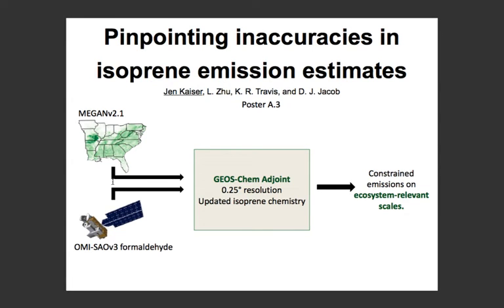So it's been about a decade since the GEOS-Chem community looked at North American isoprene emissions using top-down constraints from satellites. So I'm readdressing that issue using the GEOS-Chem adjoint now at quarter-degree resolution with an updated isoprene chemistry mechanism that we're pretty sure gets formaldehyde right, using MEGAN version 2.1 and bias-corrected OMI formaldehyde retrievals. And using this setup, I really think we can constrain isoprene emissions on the ecosystem level scale. So I look forward to seeing you at my poster.